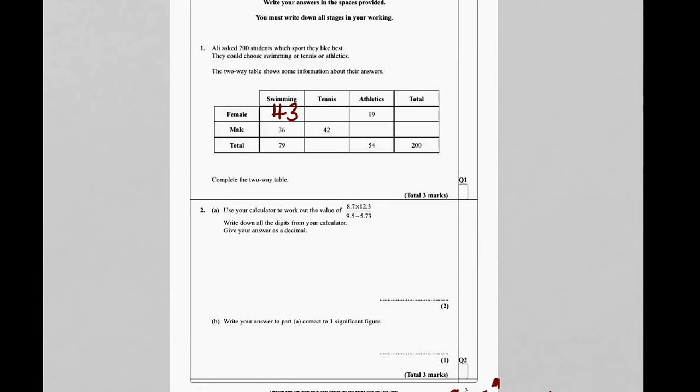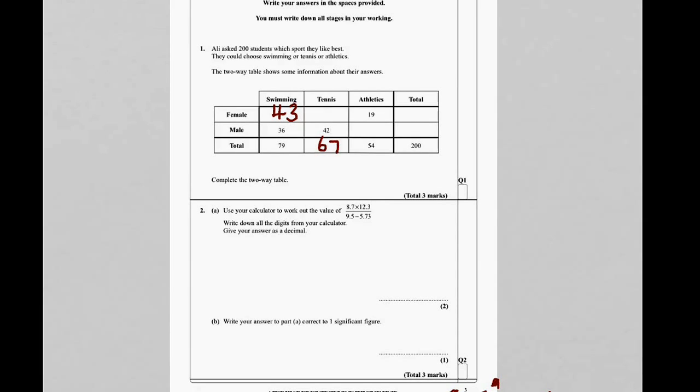Along the totals row at the bottom, I can see that they totaled 200, and I've got 79 people who were swimming and 54 people that were doing athletics. Therefore, I need to do my total 200 minus 54 and also minus 79 to find out there must be 67 people there. That tells me that in total there were 67 people doing tennis, of whom 42 were male. So I need to do 67, take away 42, to leave me with 25 females that were doing tennis.